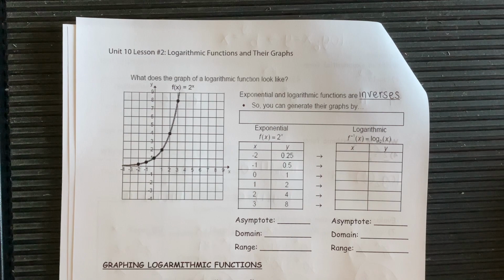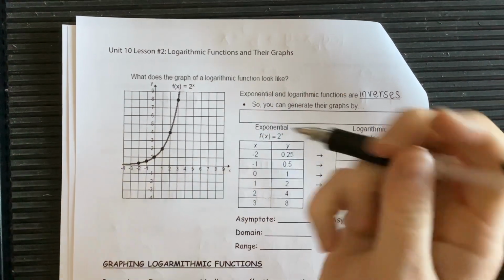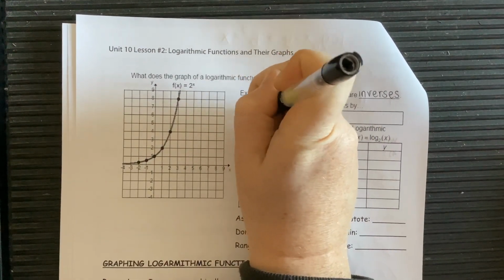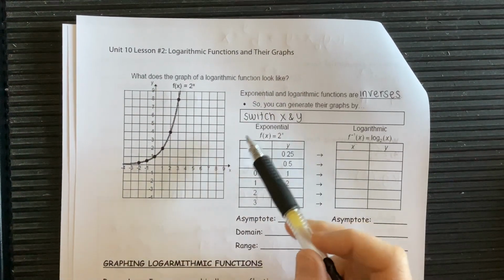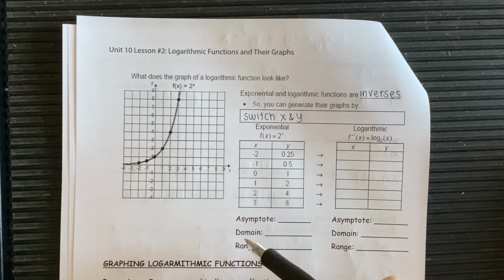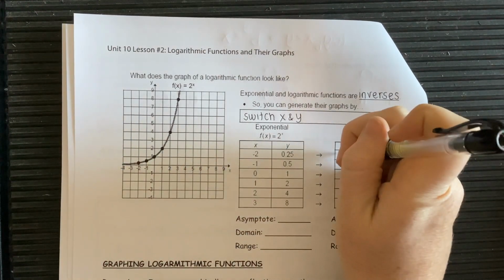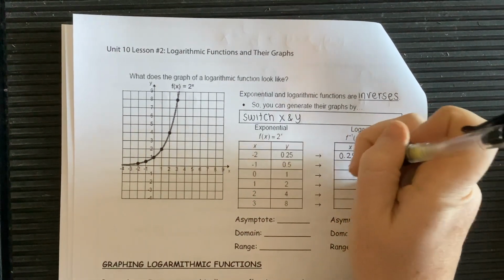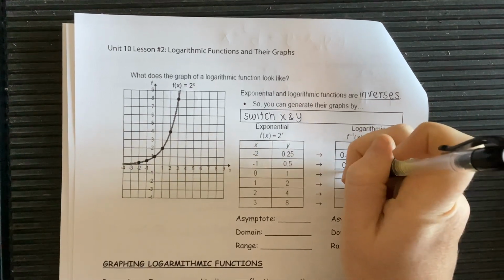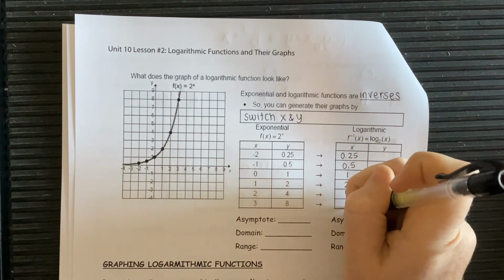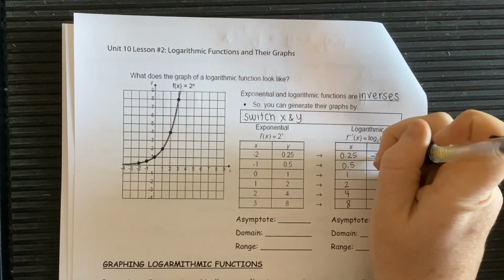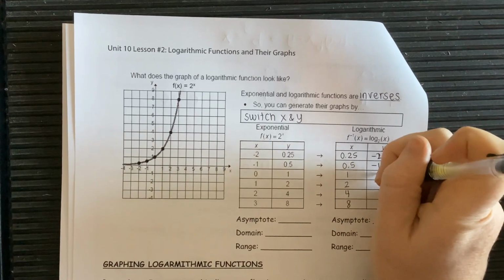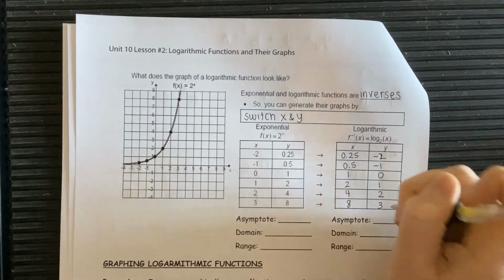So the way that you can generate their graphs, if you're given a table, is that you can just switch your x and y. So this is our exponential graph for 2 to the x. We talked about 2 to the x in our last unit. So if I started to flip, now my x's are my y's. So 0.25, 0.5, 1, 2, 4, and 8. And my x's become my y's. So I've got negative 2, negative 1, 0, 1, 2, and 3.